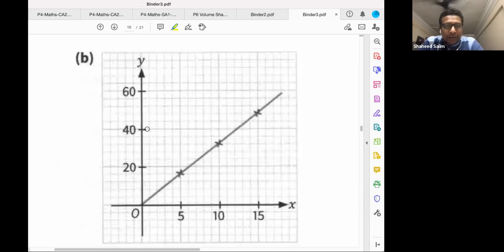Okay, so you try to see, are they in direct proportion or not? And if they are, why? Give two reasons. So just now you got one reason. Now you must give two reasons.